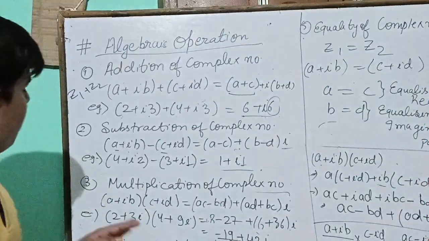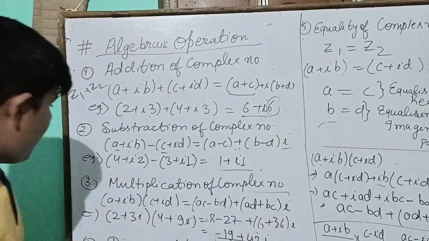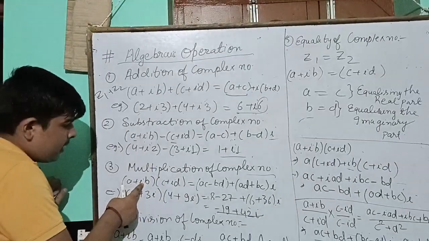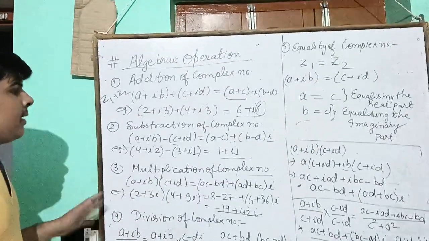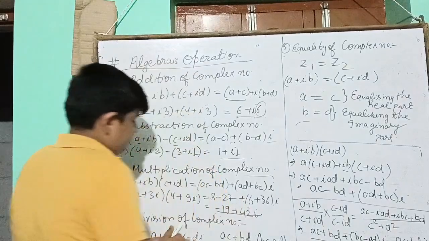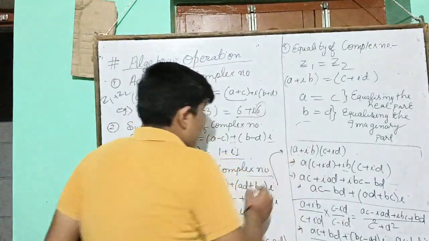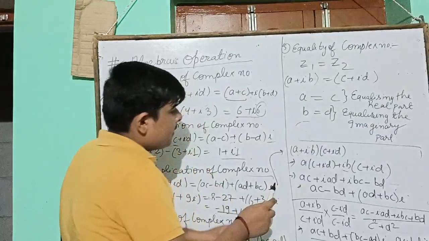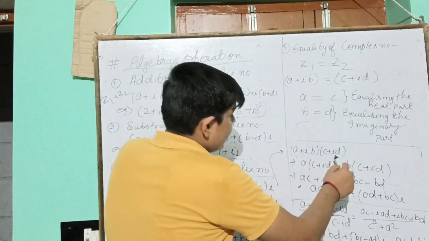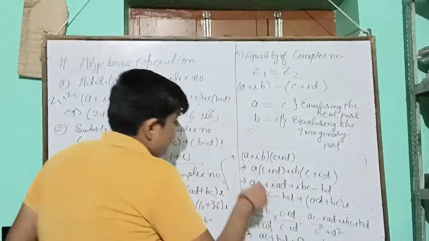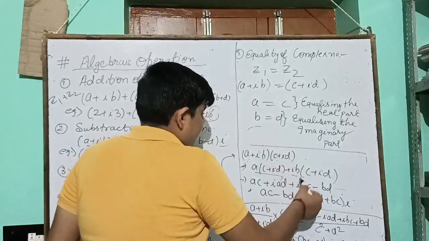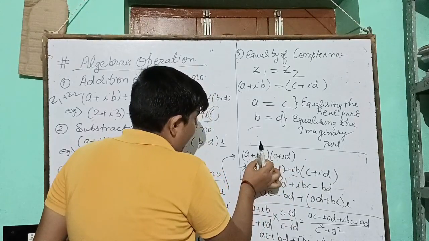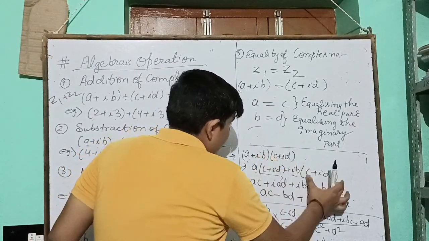Now the third operation is multiplication of complex numbers. If you want to multiply the two complex numbers a plus iota b into c plus iota d, here I have described how the multiplication of complex numbers is done. At first we will multiply a with c plus iota d. After that we will add iota b multiplied with c plus iota d.